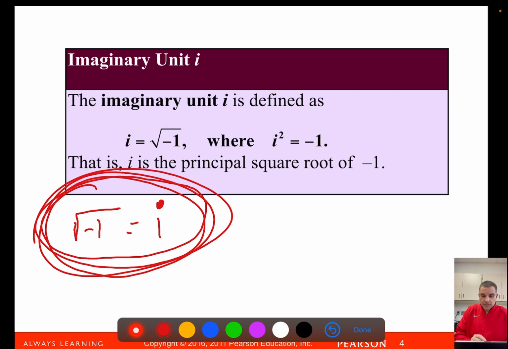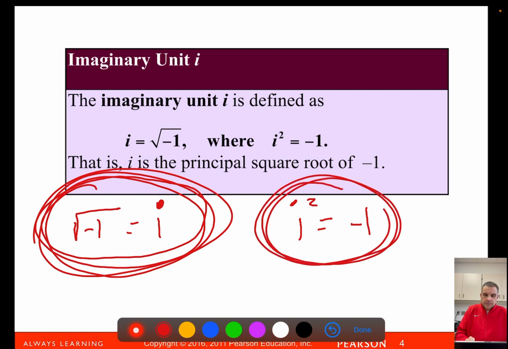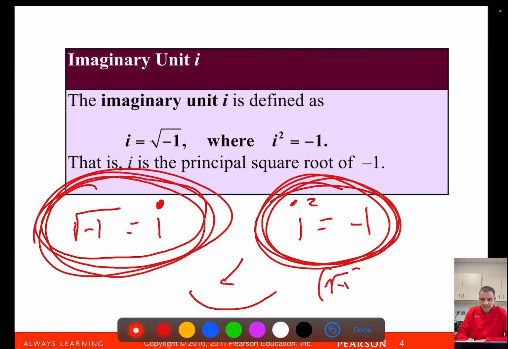Also have to keep in mind that if we take i and we square it, i squared is going to equal negative 1. So again, one of those things that you have to keep in mind as we're going through this unit, is that the square root of negative 1 is i, and i squared is going to equal negative 1. And if you think about it, i is the square root of negative 1. If you square that, that's why it works. Okay?